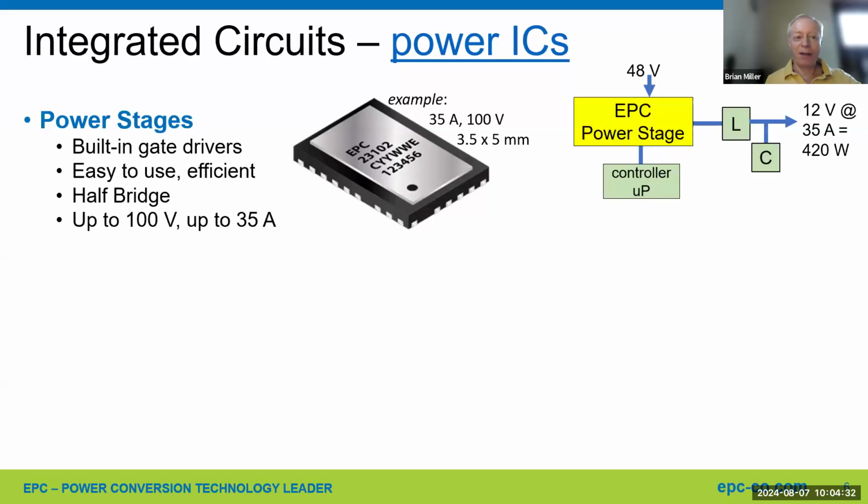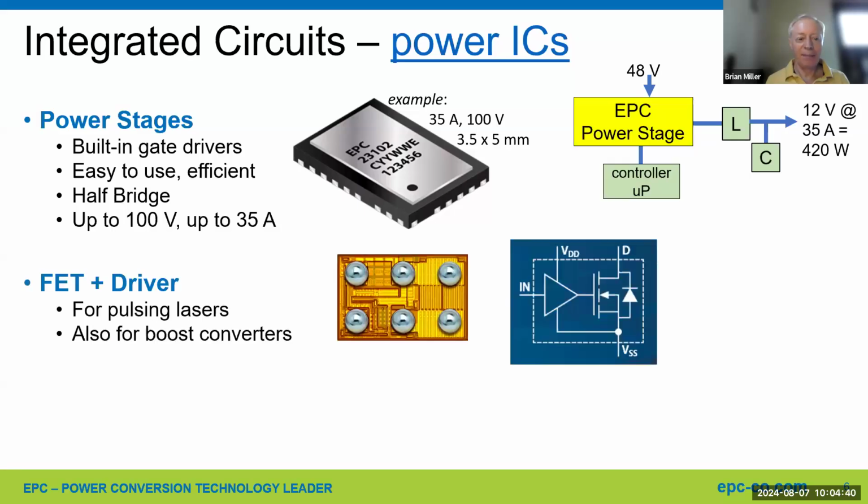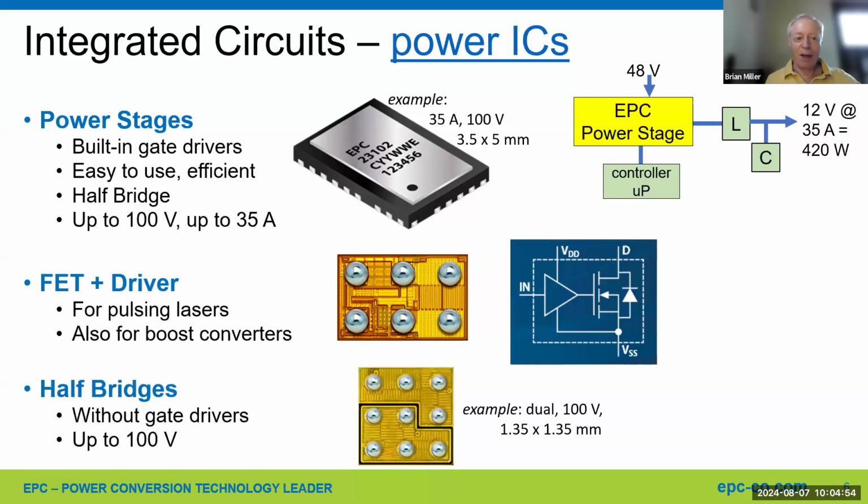Also, integrated circuits made of all GaN, so they're all GaN, one monolithic die. That's another part. There's FET plus driver, typically smaller, typically for pulsing lasers, can be used for boost converters, but mostly for non-DC-DC applications. For years, EPC has made half bridges up to 100 volts.